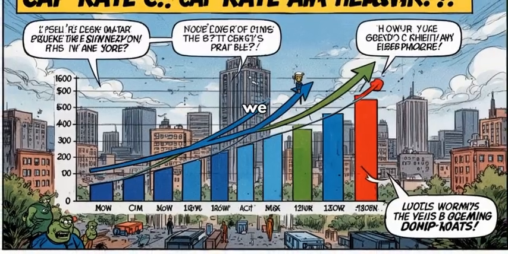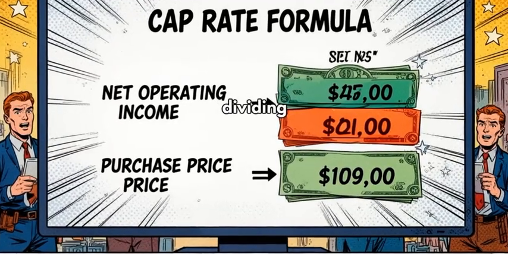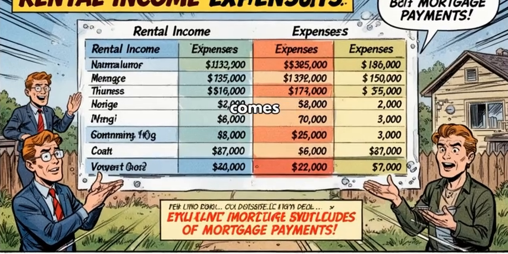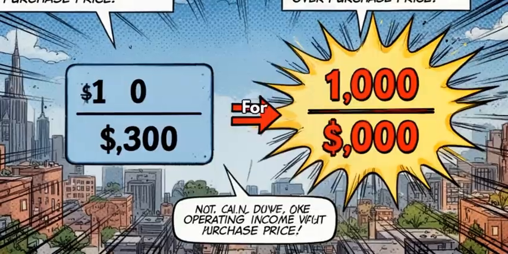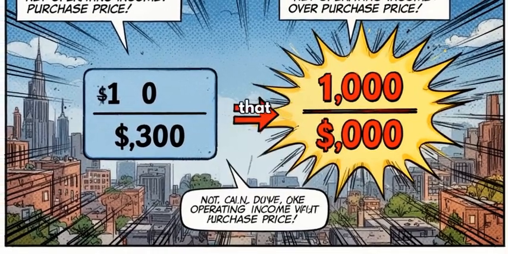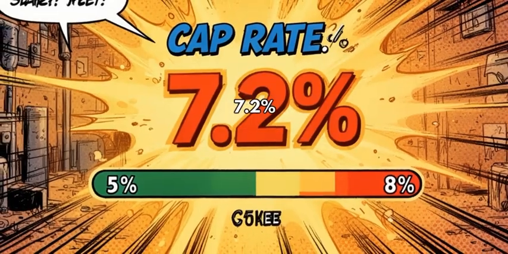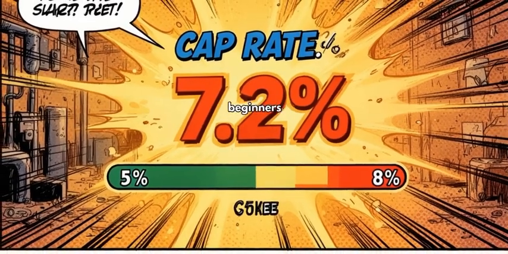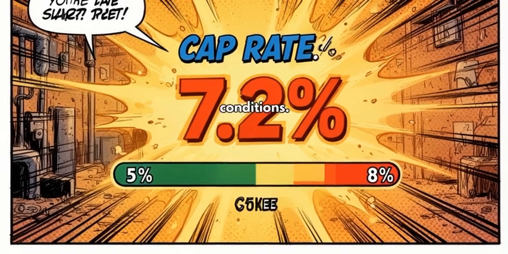In step 5, we need to understand the cap rate. The cap rate is calculated by dividing the net operating income by the purchase price. The net operating income comes from rental income minus expenses, excluding mortgage payments. For instance, if the annual net operating income is $18,000, divide that by the $250,000 purchase price. This results in a 7.2% cap rate, indicating a potential return on investment. Typically, beginners look for a cap rate between 5% and 8%, depending on market conditions.